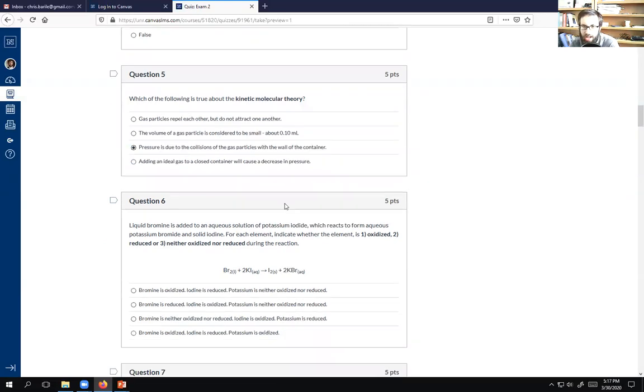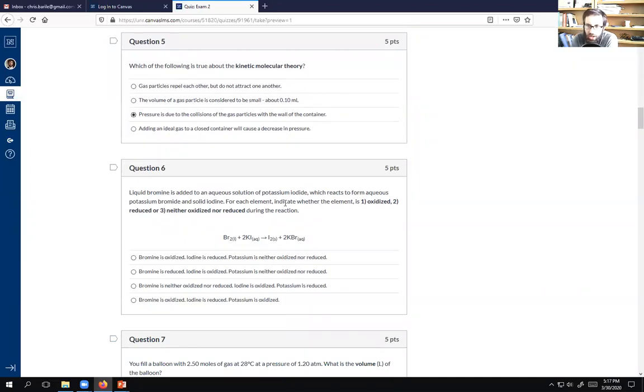Pressure is due to collisions of the gas particles with the wall of the container. That is true. Adding an ideal gas to a closed container will cause a decrease in pressure. No. We know from PV equals nRT that if you add more gas, right, you're pumping up a basketball or something like that, that will increase the pressure, especially if it's a closed container.